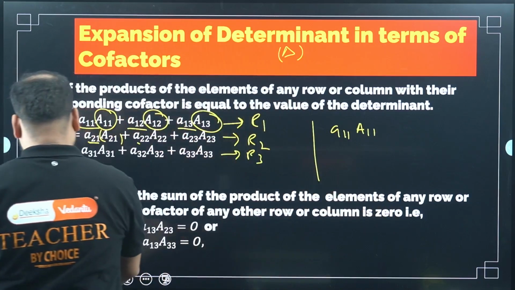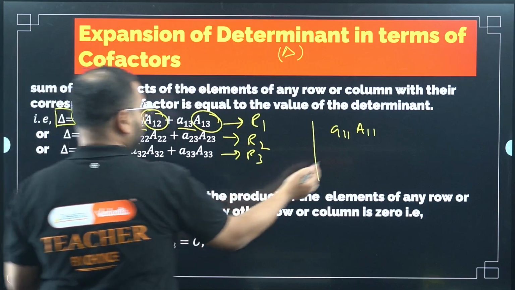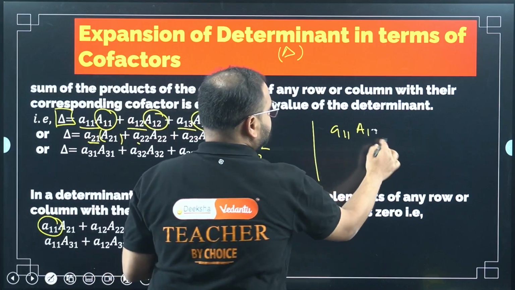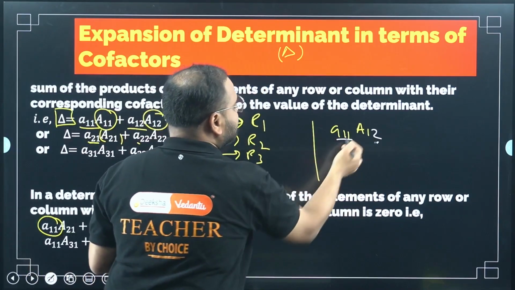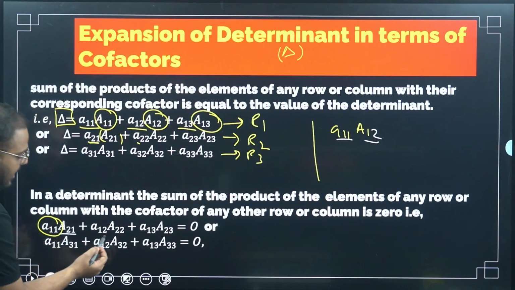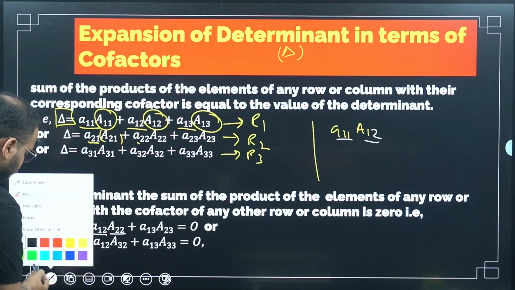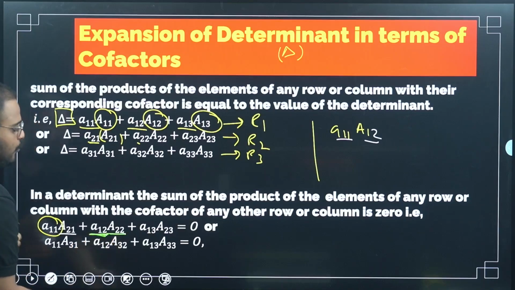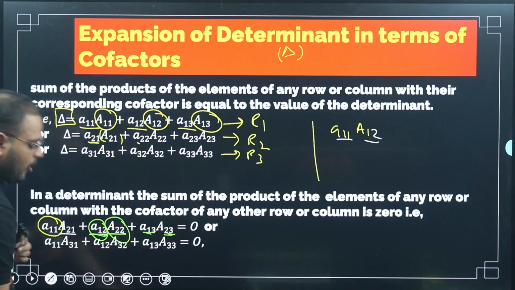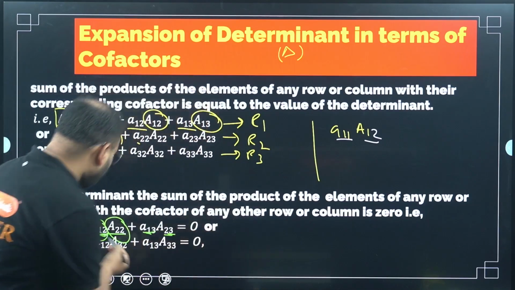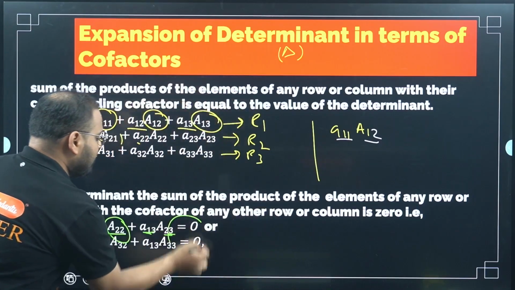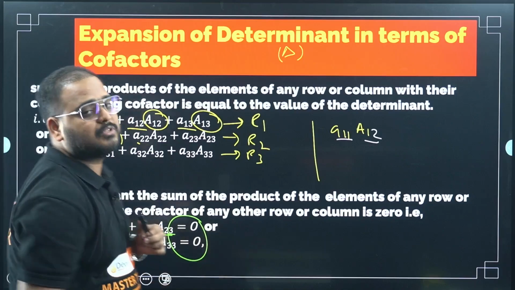But if somehow I take something else, anything different. If A11 is multiplied with another element and taken like this, A11 with A21, A12 with A22, A13 with A23, means this element and the cofactor are not corresponding to each other. Whenever this happens, your determinant or this whole expression will become 0.